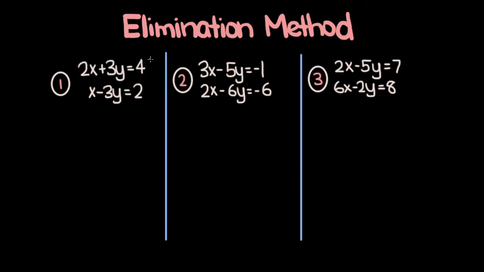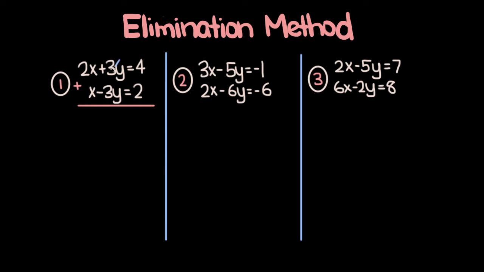So, like the name suggests, in the elimination method, we're trying to directly eliminate one of our variables. And I'll show you what I mean by that with this first problem. So, we have two equations, 2x plus 3y equals 4, and x minus 3y equals 2. Notice that we have plus 3y here and minus 3y here. So if we were to add the two equations, so set the sum of their left-hand sides equal to the sum of their right-hand sides.